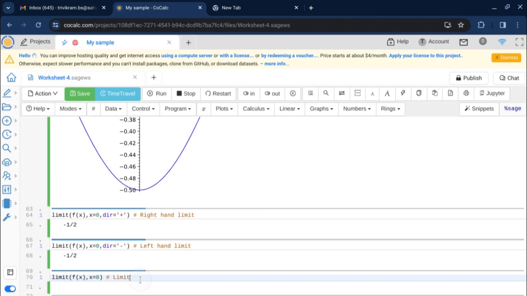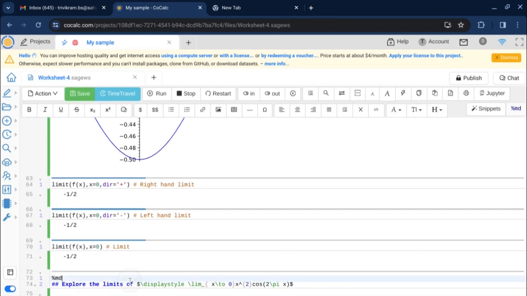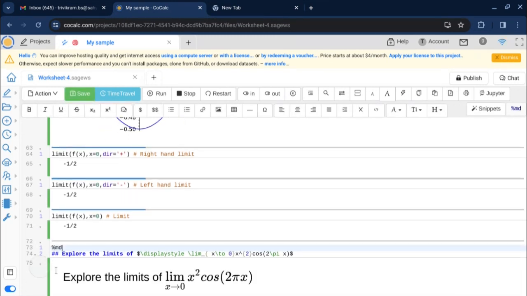Now I am going to find the limit of that function f of x. The limit will exist only if it exists from the right hand side and the left hand side, and you should get the same value. So it is going to satisfy that.